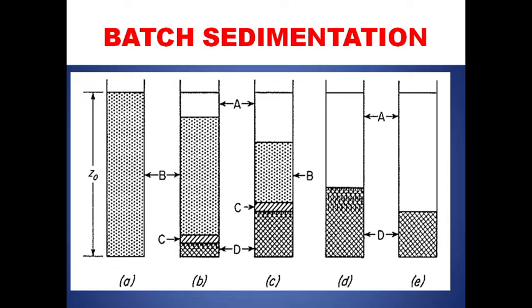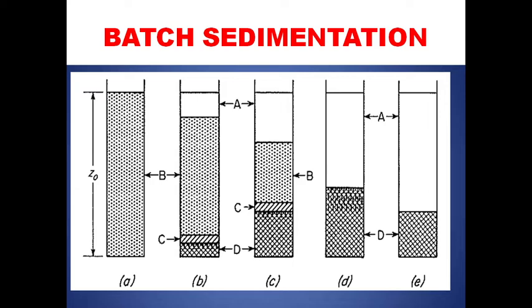At first, solid is uniformly distributed in the liquid. This is shown in the figure. Total depth of suspension is Z0. After a short time, the solids have settled to give a zone of clear liquid, zone A in the figure, and a zone of settled solids, zone D.